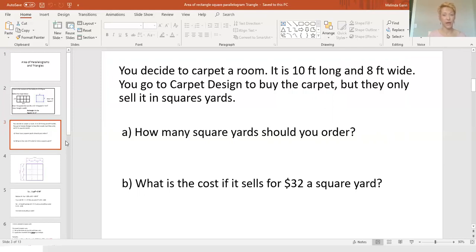So you change your answer for square feet to square yards, and then every one of those square yards is going to cost you $32. So you figure out how much it's going to cost to carpet your room, and after you got that answer, then resume the video. Okay? I trust you. All right.